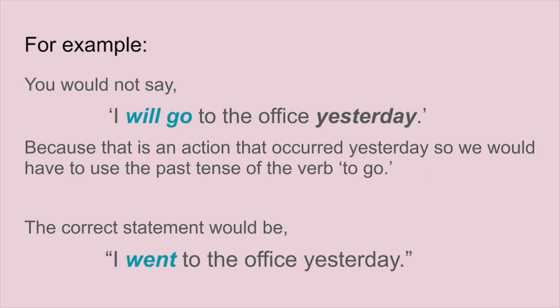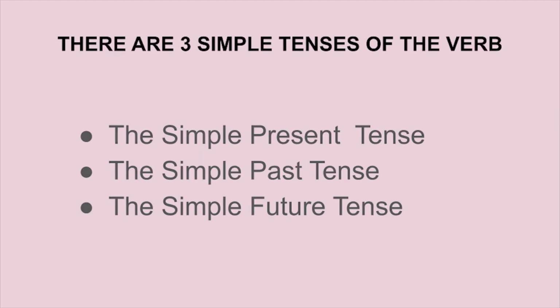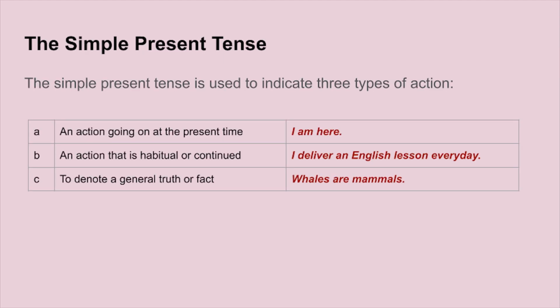For example, you would not say, I will go to the office yesterday, because that is an action that occurred yesterday. So we would have to use the past tense of the verb to go. The correct statement would be, I went to the office yesterday. There are three simple tenses of the verb: the simple present tense, the simple past tense, and the simple future tense. Let's look at the simple present tense.